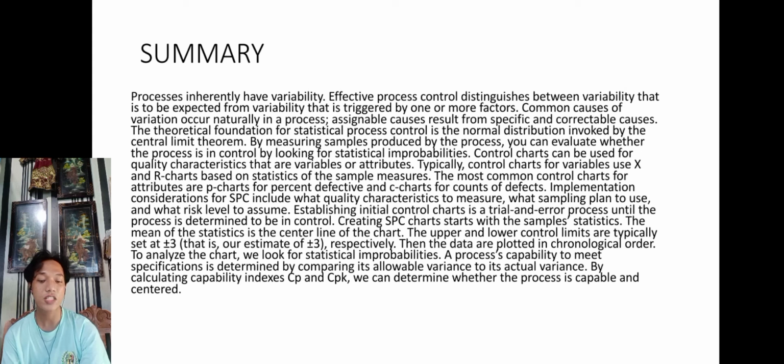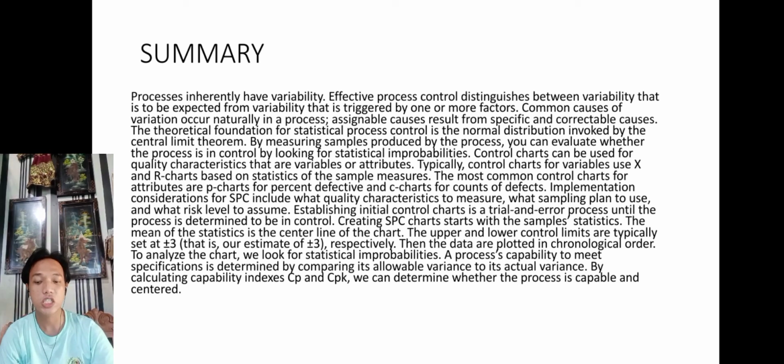Implementation considerations for SPC include what quality characteristics to measure, what sampling plan to use, and what risk level to assume. Establishing an initial control chart is a trial-and-error process until the process is determined to be in control. Creating an SPC chart starts with the sample statistics. The mean of the statistics is the center line of the chart. The upper and lower control limits are typically set at plus and minus 3 sigma, that is, our estimate of plus and minus 3 standard deviations respectively.